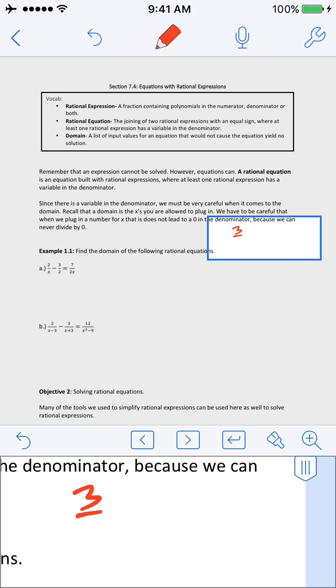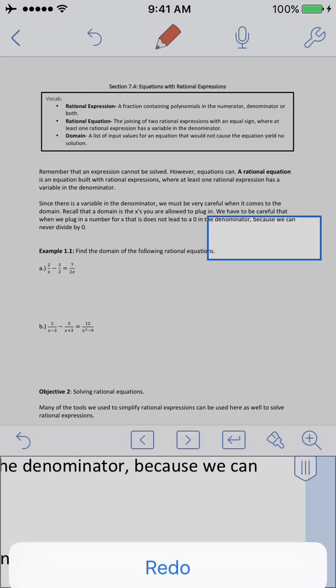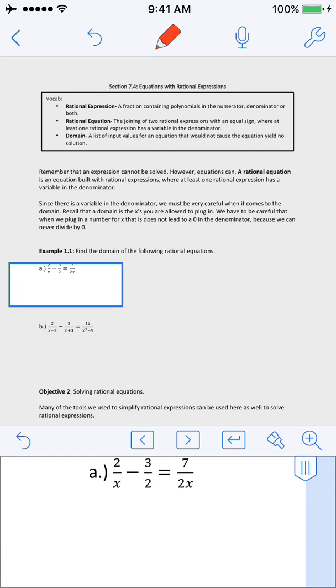But you can have things like 3x plus 5 equals 9. That is also a rational equation, because it's got at least one rational expression. But again, those are pretty boring, so we're not going to do those. We're just going to do the ones that have multiple rational expressions.